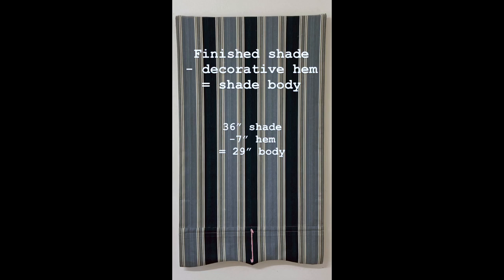But in my case, as you can see, my sample shade is 36 inches long. I have determined that my decorative hem is going to be 7 inches long when it's finished. 3 inches is the amount of fabric that's going to be exposed when it's pulled up, and 4 inches is going to be the distance that that first fold is going to cover. That gives me a total of 7 inches. So my shade body is going to finish at 29 inches long. All right, and now we can start making our hem and our shade body.